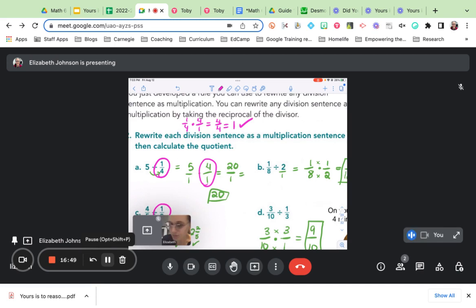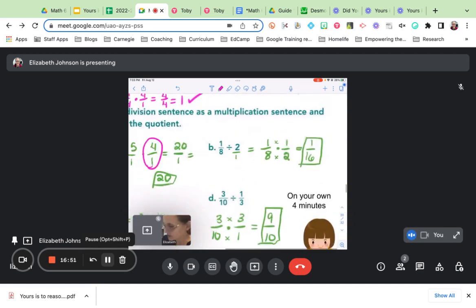It works for all of these. We had 2 over 1 and 1 over 2. 2 over 1 times 1 over 2 equals 2 over 2, which equals 1. So 2 over 1 and 1 over 2 are reciprocals. That's what it means to be a reciprocal.